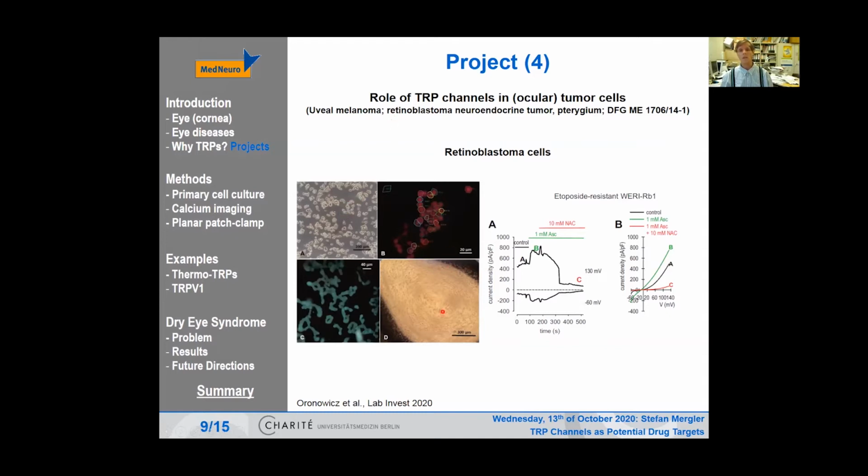Here's an example showing retinoblastoma cells. This is a preparation for the planar patch clamp recording. You can see single cells, very small cells. And here is the imaging, colored with red.